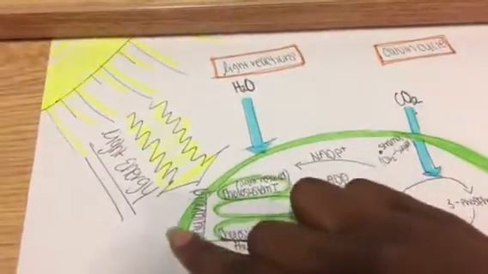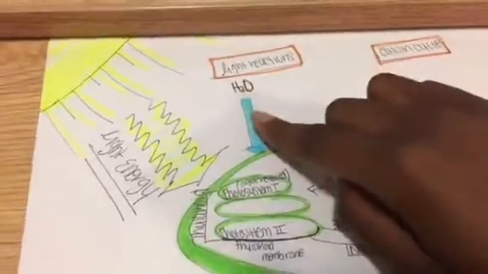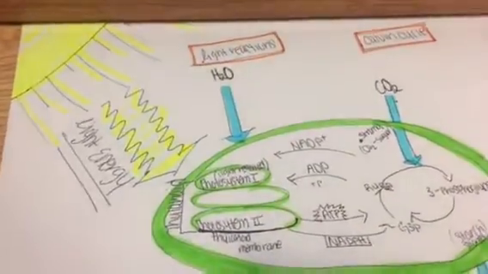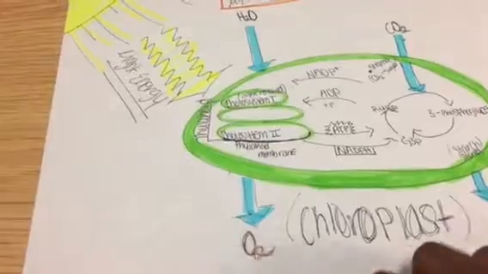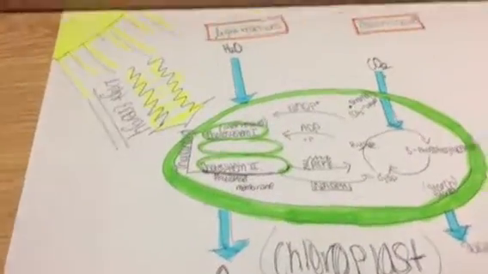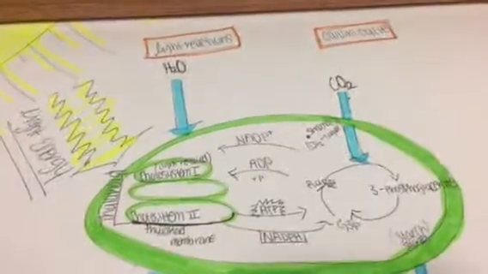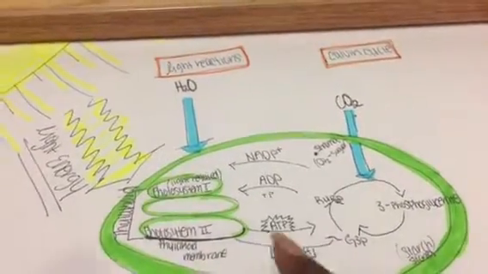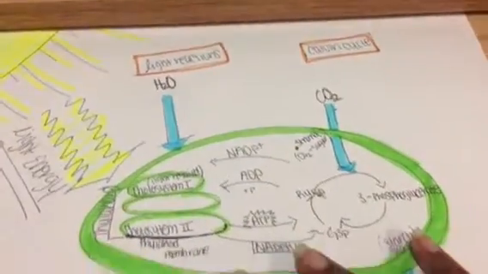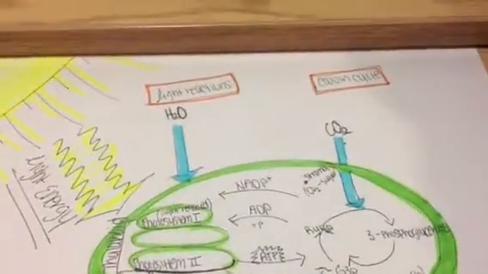So you have light energy and H2O, water, and then what you get is O2. This is typically what you think of when you say photosynthesis. So let's go on to the Calvin cycle.